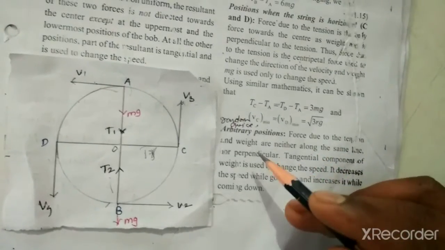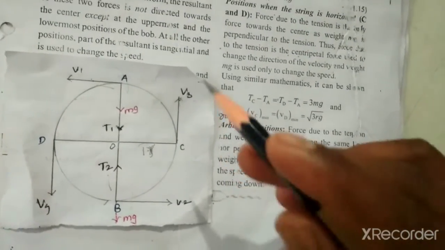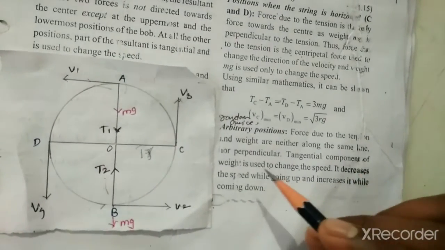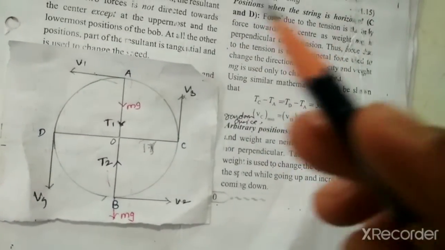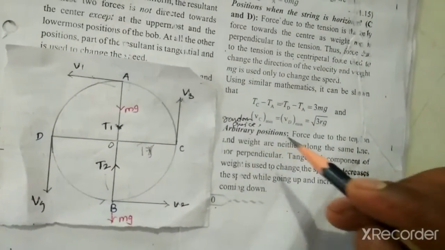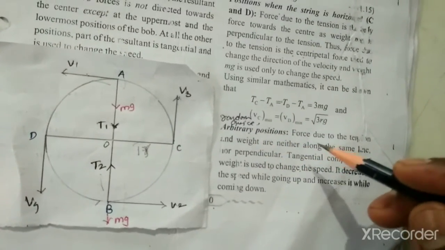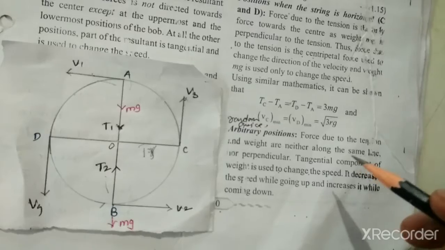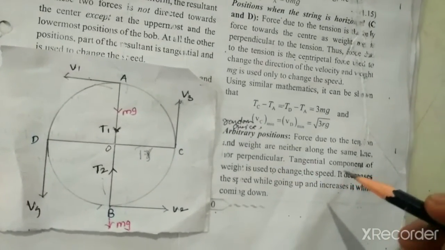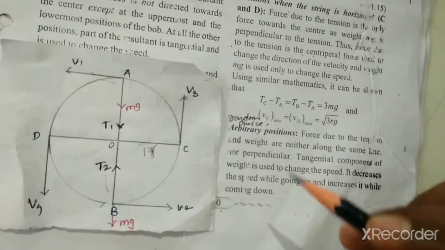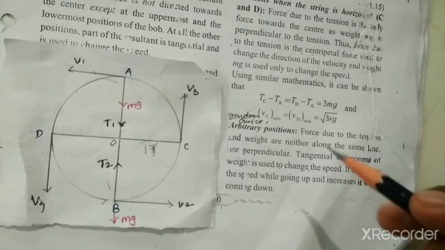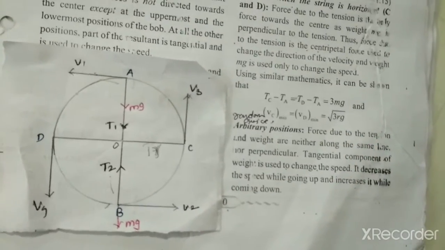Force due to the tension and weight are neither along the same line, nor perpendicular. Tangential component of weight is used to change the speed. It decreases the speed while going up, and increases it while coming down. So in arbitrary position, the force due to the tension and weight are neither along the same line nor perpendicular. The tangential component of weight is used to change the speed. It decreases the speed while going up and increases it while coming down.